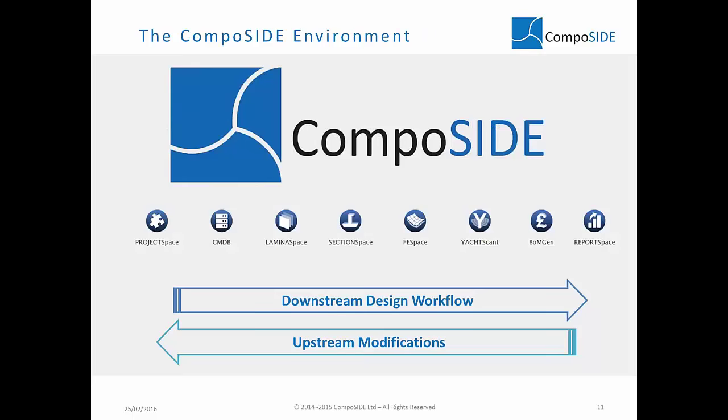So this is the CompoSIDE environment. As you can see, we have a downstream design workflow and upstream modifications. We start from the left in project space. This is where we define all of our project data, our safety factors, our bill of material settings, etc. We then move into CMDB, which is where all of our materials are stored. CompoSIDE gives you a pretty large library of materials ready for you to use, or you can create materials as you go along or import your own materials that you have in your company.